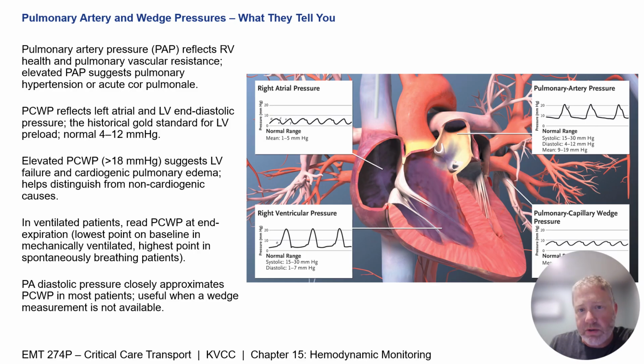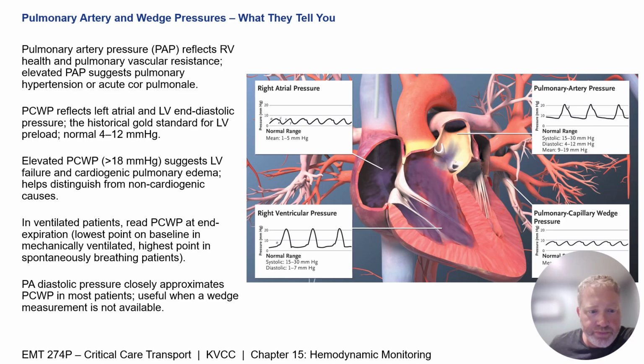In many patients, wedge pressure acts as a surrogate for left ventricular end diastolic pressure and therefore left-sided preload. Elevated wedge pressure strongly suggests hydrostatic congestion from left heart failure, whereas a normal wedge in a hypoxic patient points toward non-cardiogenic causes of pulmonary edema. Accurate timing at end expiration is necessary to avoid ventilatory artifact when measuring these.